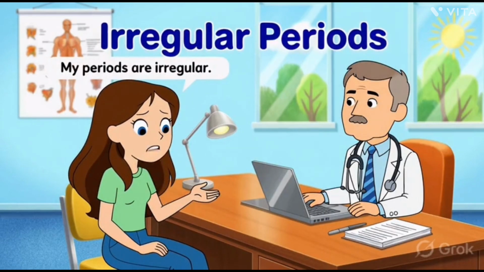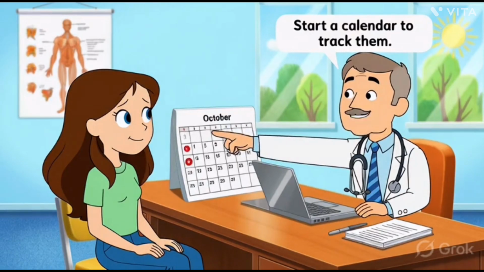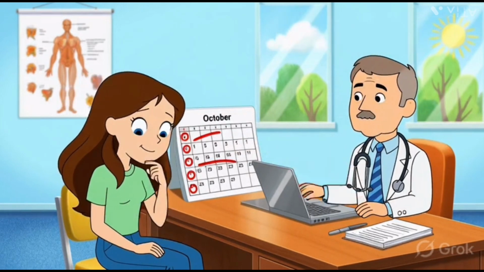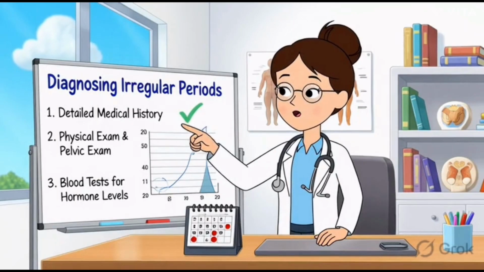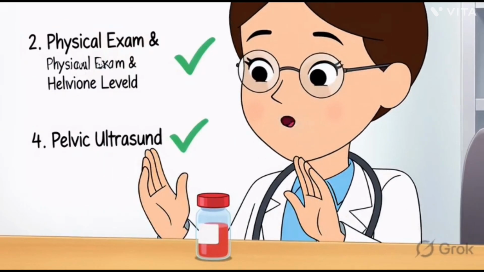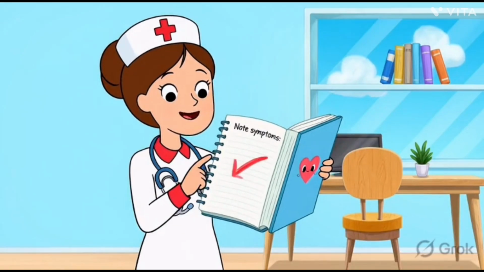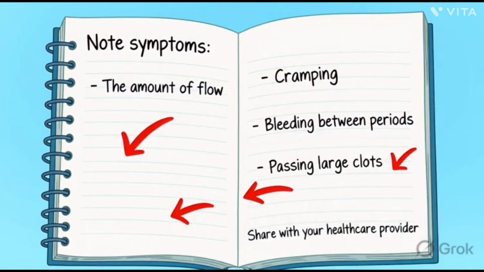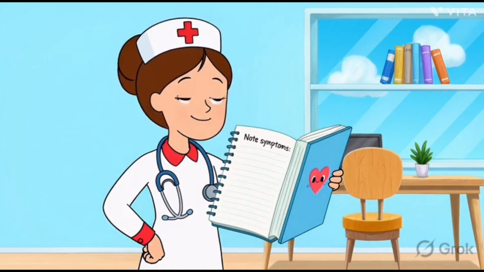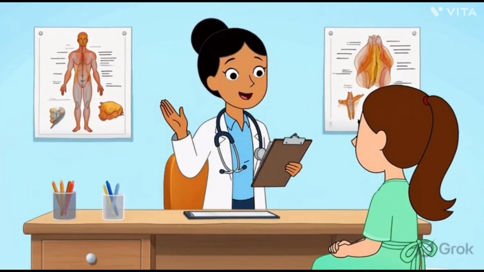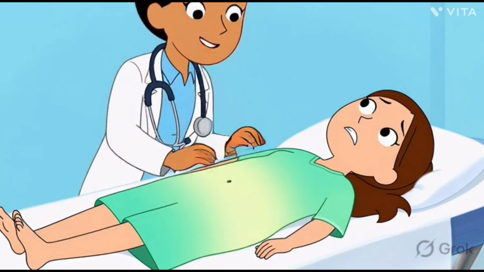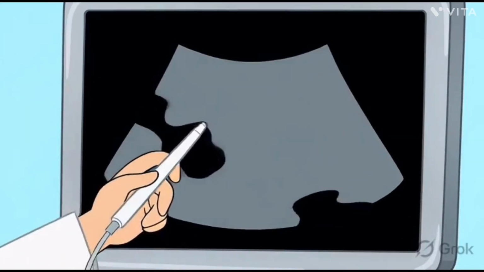My periods are irregular. Start a calendar to track them. Note symptoms, the amount of flow, or if you experience bleeding between periods or passing large clots. Share these with your healthcare provider. We start with a detailed medical history and a physical exam. Then blood tests check hormone levels, and an ultrasound gives us a clear picture. To diagnose irregular periods, we'll discuss your cycle and medical history. You might also order certain tests, including a pelvic ultrasound.